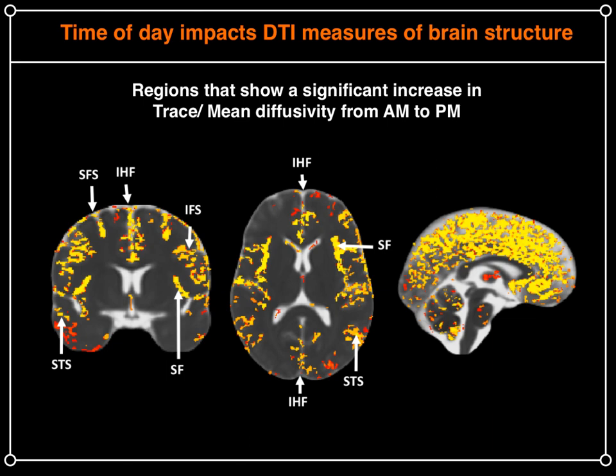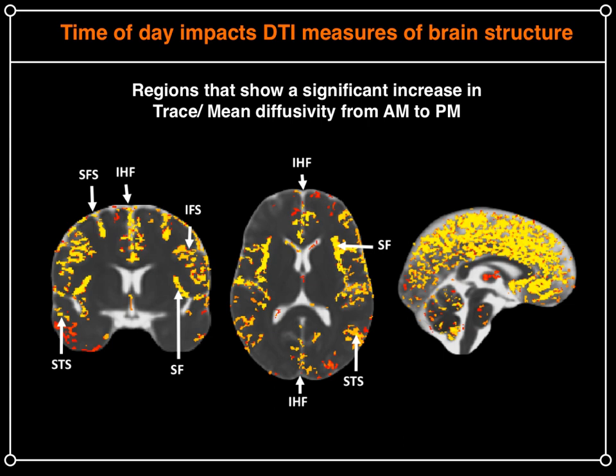Now, because we had different kinds of MRI data, so we had diffusion data from these same subjects, we then looked at to what extent is this explained by the diffusion data. So looking at mean diffusivity, what we found was that from AM to PM, there's an increase in the diffusivity of water molecules in these brain regions. So the diffusion of water molecules is basically increased in these brain regions, particularly along the sylvian fissure, the interhemispheric fissure, and so on.